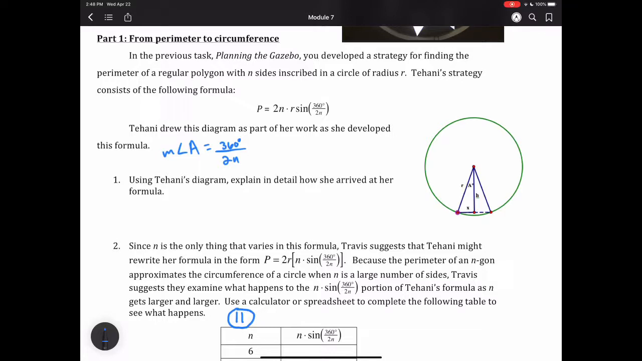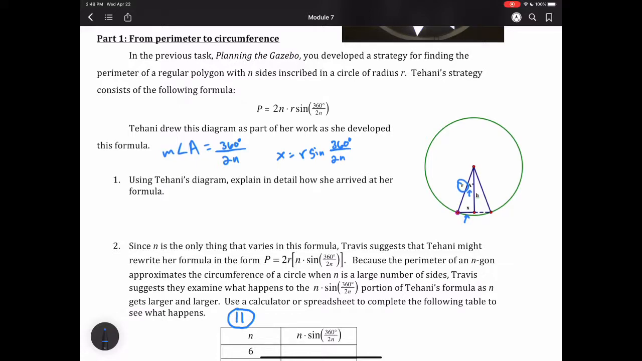Okay, now she also knows that x, that bottom side of this smaller right triangle, she can find by using some trig, which eventually gets down to x equals r times sine of 360 divided by 2n. So we're looking at the hypotenuse of that smaller triangle times the sine of that angle measure, okay?